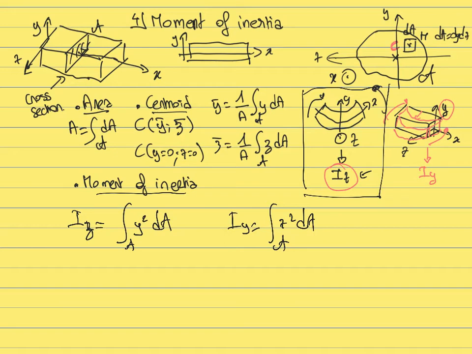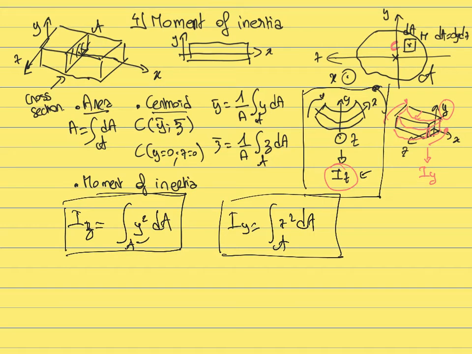So if you look at those definitions, when you calculate the moment of inertia about z, you need to integrate y square. And when you calculate the moment of inertia about y, you need to integrate z square over the entire surface. So this is, in this case, the moment of inertia about z and moment of inertia about y. What this moment of inertia means is that, again, you integrate the value of y square.